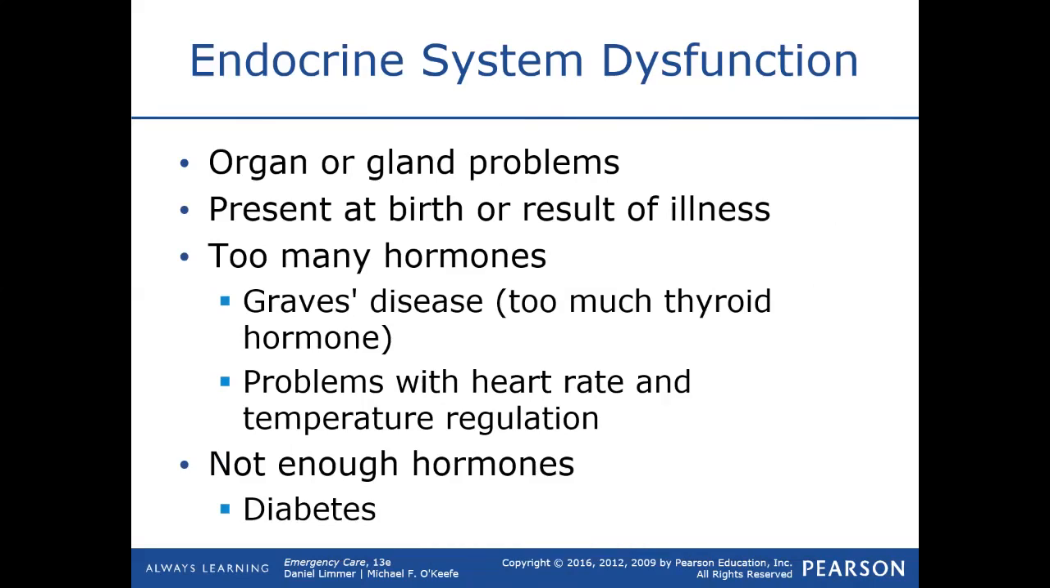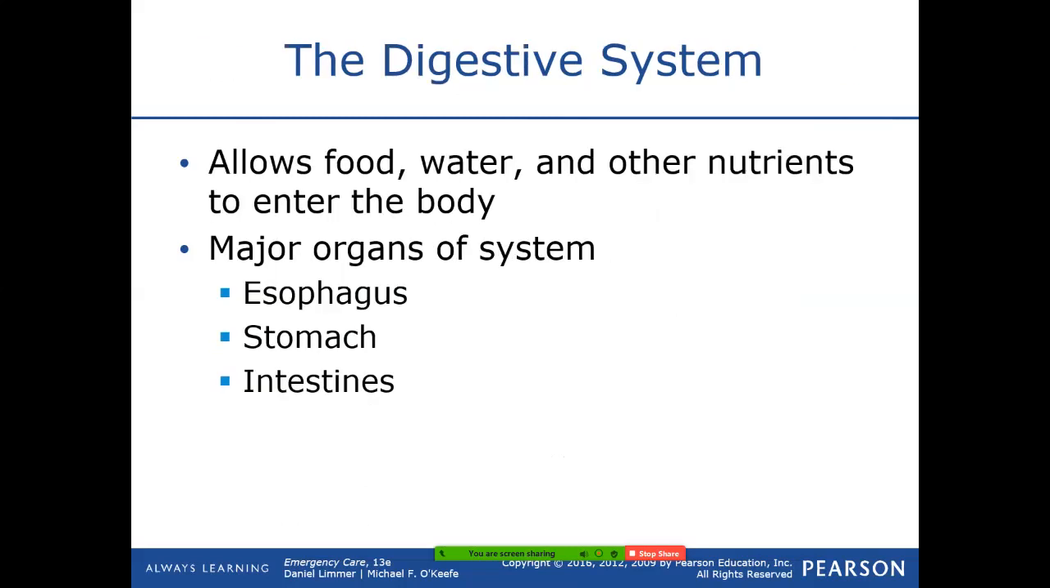Too many hormones, like Graves' disease, there's too much thyroid hormone. Most of these things can be regulated with medication. Too many hormones can cause problems with the heart rate and temperature regulations. Not enough hormones could be diabetes. We're talking about insulin there. And again, we'll get into that in a later section.